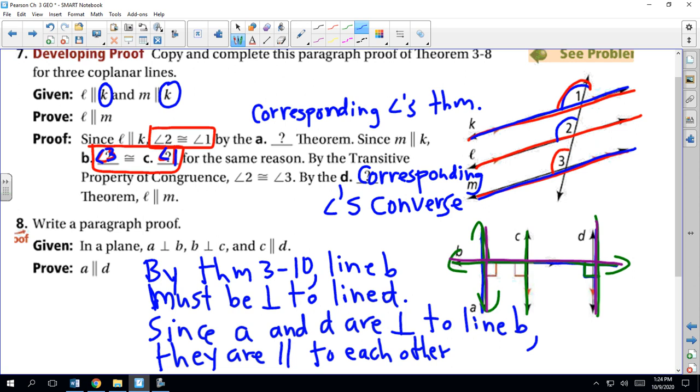And those are problems 7 and 8 from your homework. So please start on the homework. Once you have the notes, you'll be turning that in on Google Classroom. This is the 3-4 homework.